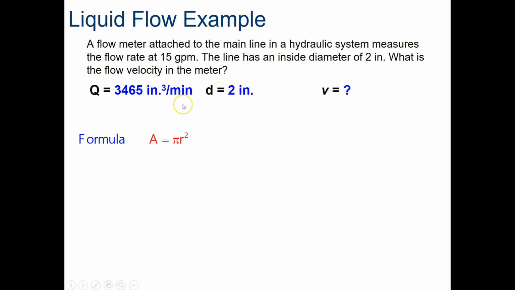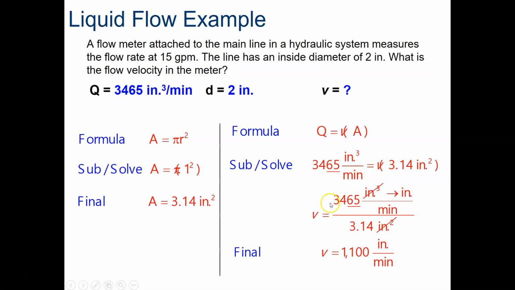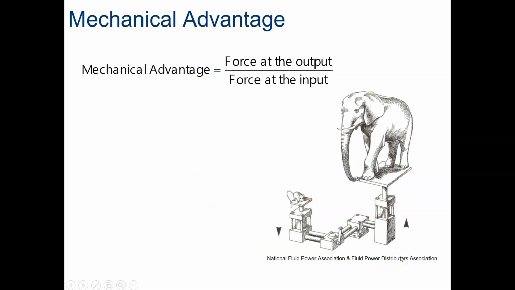Again, the diameter is 2. To find our area, I'd split the diameter in half, so our radius is 1. So our final area is 3.14 square inches. The flow velocity is simply going to be the flow rate divided by the area, which gives us a flow velocity of 1,100 inches per minute.